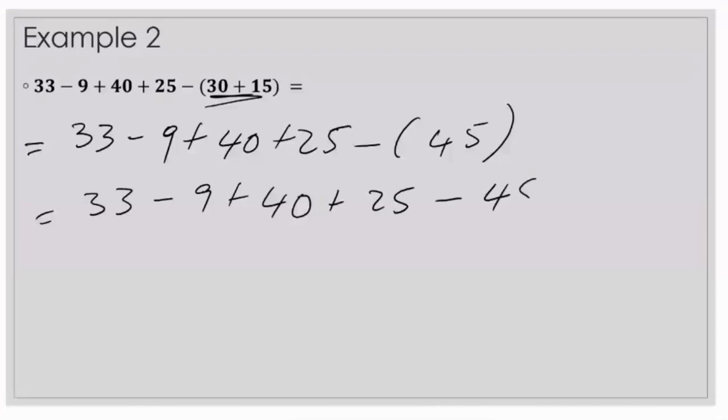Minus 45. Remember, I am not speaking about the distributive property or whatever, because you can do that, but I don't want to go there yet. I just want us to remove the brackets first. Then when you look here, this is subtraction and addition. They've got the same priority. I am going to move from left to right.